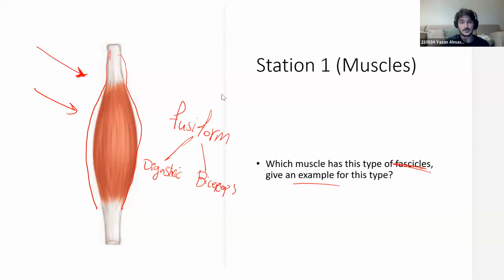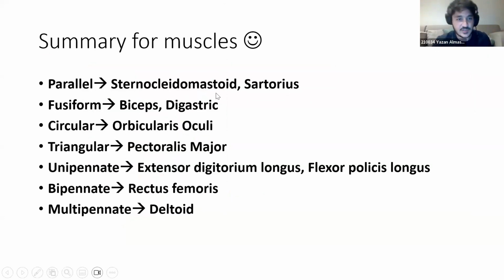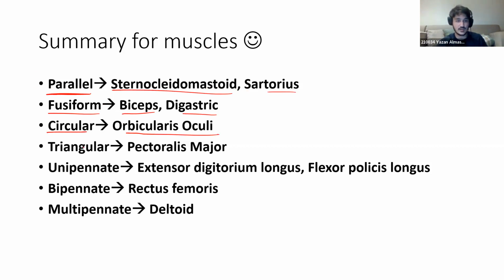Yes. Okay, we can move on. So this is like a cheat sheet basically for the OSPE. I know it looks overwhelming. You just have to know, for example, parallel muscles, the examples for it, like sartorius and sternocleidomastoid. For fusiform, it's bicep and digastric, circular, orbicularis oculi, triangle, pectoralis major, and you guys get the point. I just made this for those who want to review from my slides. Instead of going through like 14 different slides to revise everything, you can just memorize this slide and you'll know everything.